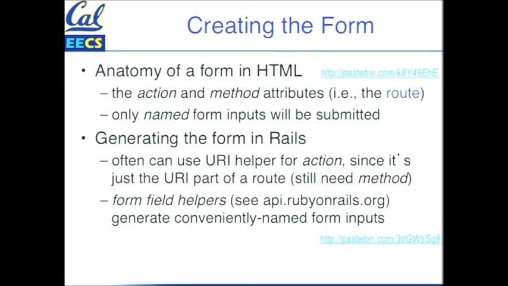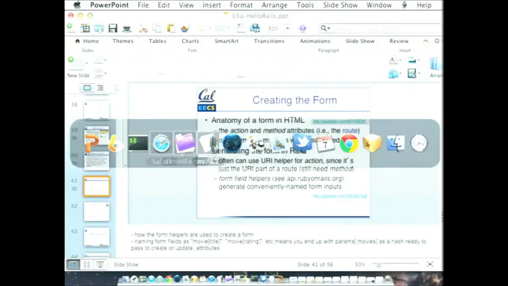So first, we're going to take a look at a piece of code that shows kind of what a form looks like in HTML. And the important things to think about are that there is an action and method attribute on the form, and there are named inputs. So let's take a look at this. Let's open up the browser, and so here is a simple form.